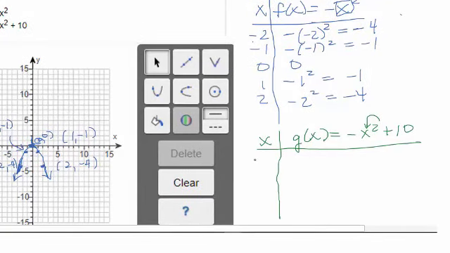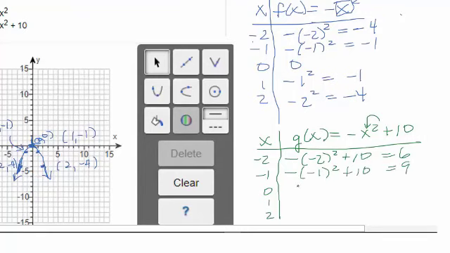Okay, so if x is negative 2, negative 1, 0, 1, and 2, let's see what happens. Plugging in negative 2, we get the opposite of negative 2 squared plus 10. So that's going to be negative 4 plus 10, which is 6. If we plug in negative 1, the opposite of negative 1 squared is negative 1, plus 10 is going to be 9. And if we plug in 0, we're just going to get 0 plus 10, which is 10.